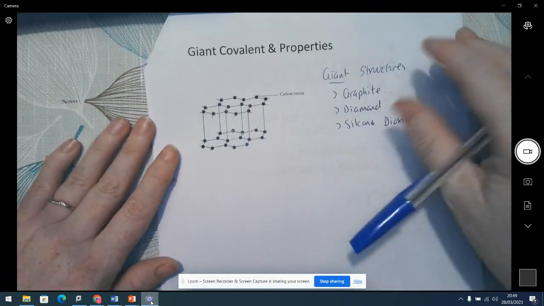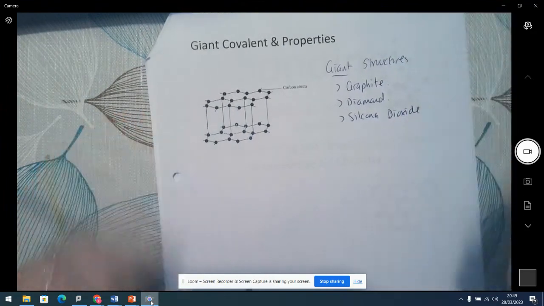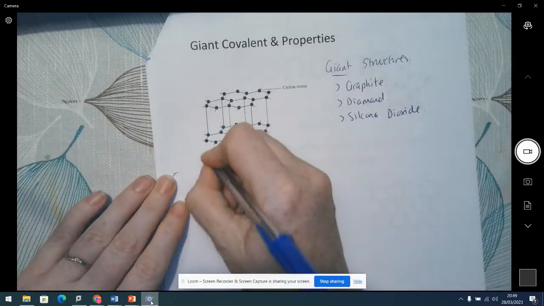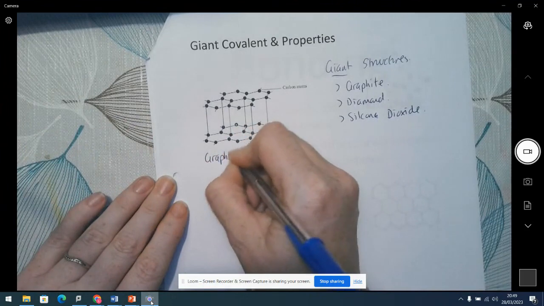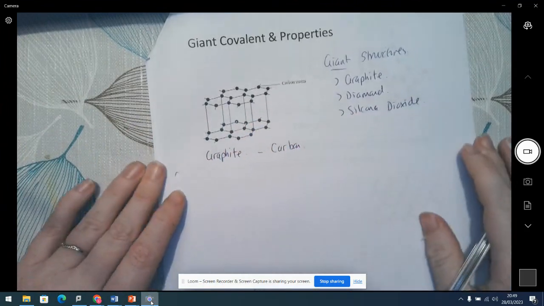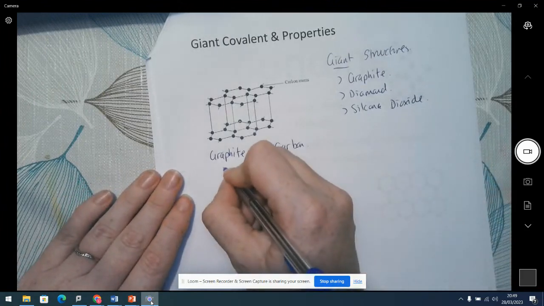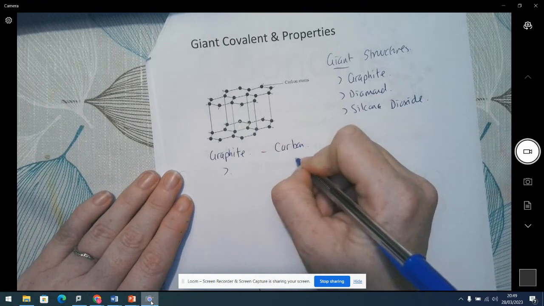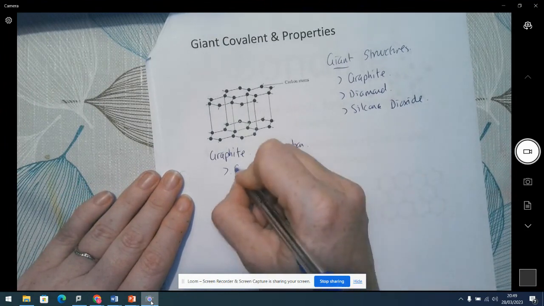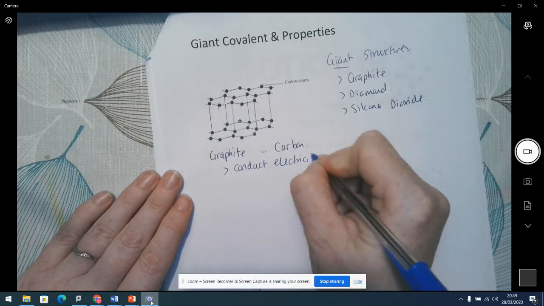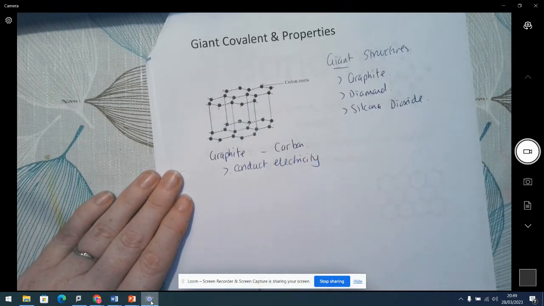You need to be able to describe the structure and then link the structure to the properties. So we'll start with graphite. So this here is graphite, and graphite is made of carbon. And what's really unique about graphite is that it is a non-metal because it's made of carbon, but it's a non-metal that can conduct electricity. And there's a reason for that.